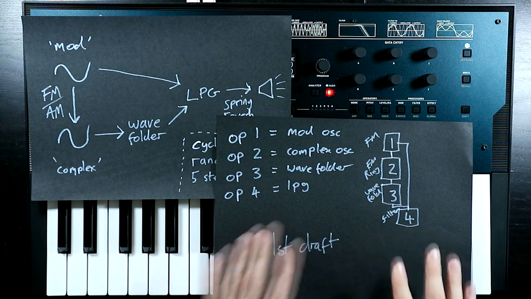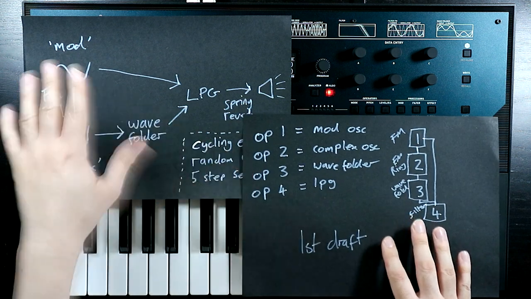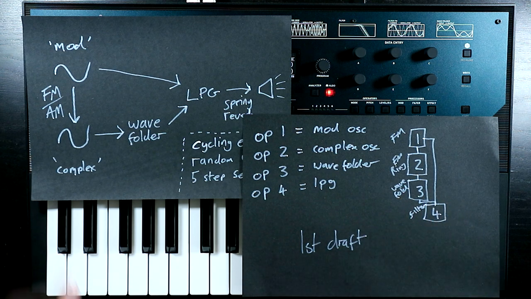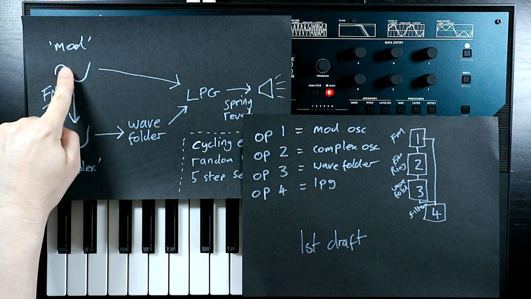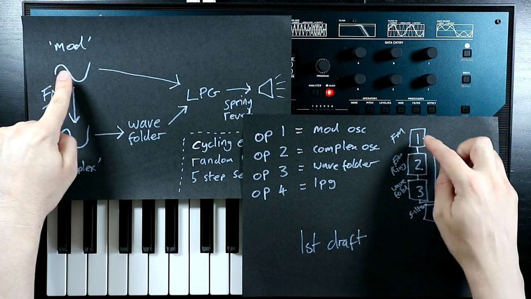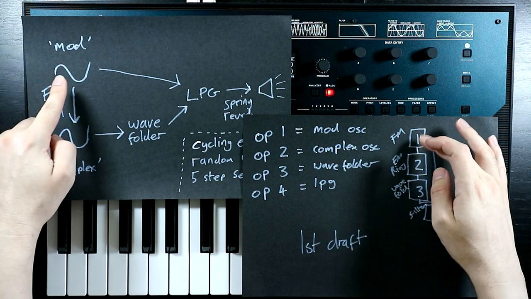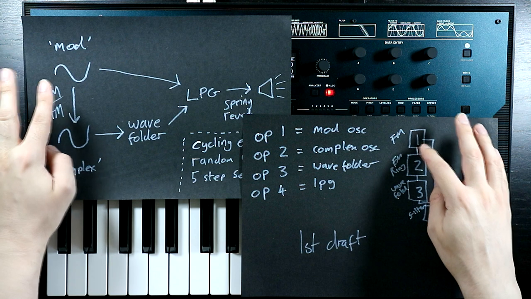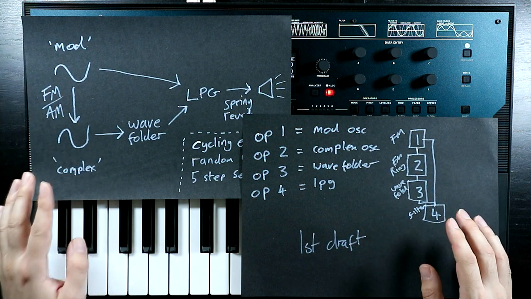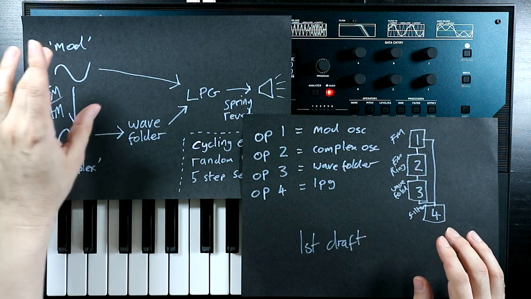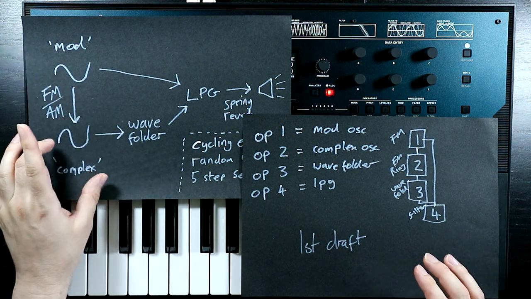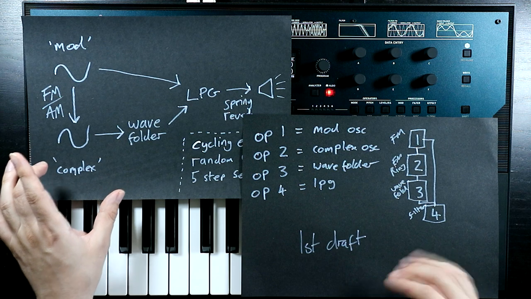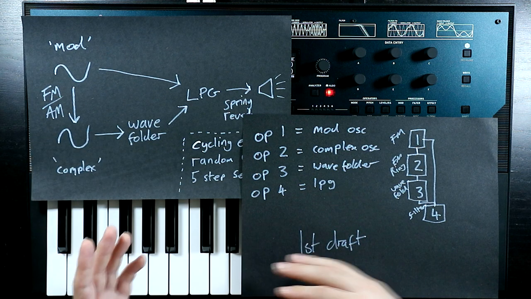Now, that almost looks like it works if you think about it in this situation. But the problem is with this layout. If I want to hear the modulator oscillator, I'm going to have to turn it up, obviously. And that's going to send it into operator 4, which is great, but it's also going to be sending it into operator 2. So if I want to hear the modulator oscillator, I've got to be applying it to the complex oscillator, which is not always going to be what you want to do. You might want to have those two things happening independently of each other.